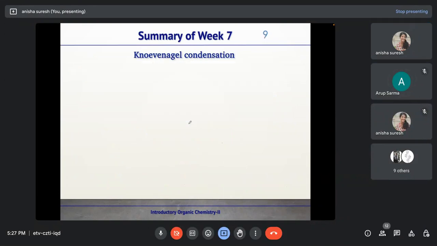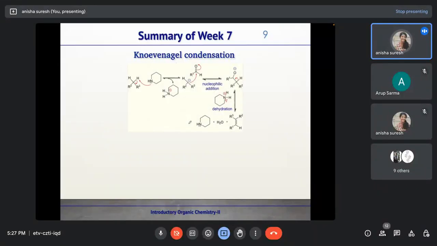Okay. Now coming to Knoevenagel condensation. In this case, we will be having an alkene and an alkane. So the base can abstract this proton. Here some electron withdrawing groups can be present. So the nitrogen base will be abstracting this proton, giving rise to this anion. This anion will be adding on to this carbonyl carbon of the aldehyde, giving rise to this tetrahedral intermediate.